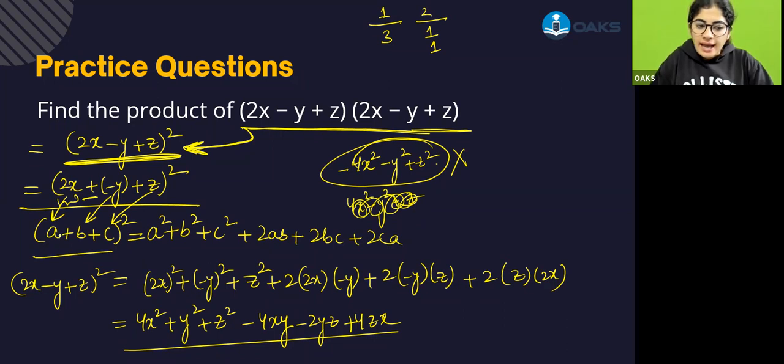So I have my A as 2x, I have my B as minus y, I have my C as z. So I just need to substitute the values here. In the identity, I just need to substitute the values.